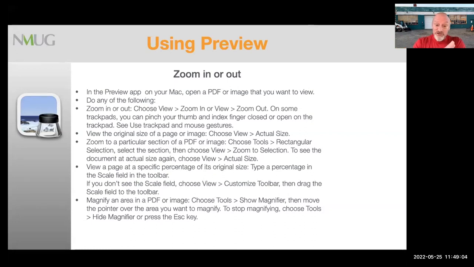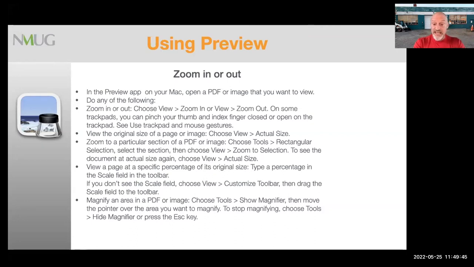There's a way you can also zoom in on a particular section of a PDF or image. For example, if you have a contract that has some really small fine print on it, almost too small to read, sometimes you'll see these kinds of documents. Under the Tools menu, you can drag a rectangular selection around that, which I'll show you in a moment. Then you can choose the View menu and Zoom to Selection, and it will zoom in on that section that you've selected. Another thing you can do is, in the scale field of the toolbar, you can type a percentage in and go to 150% or 75% if it's a large document. So you can zoom in and out many ways.